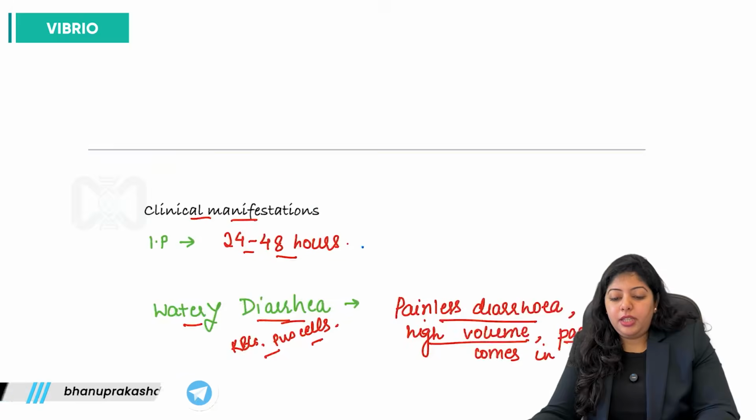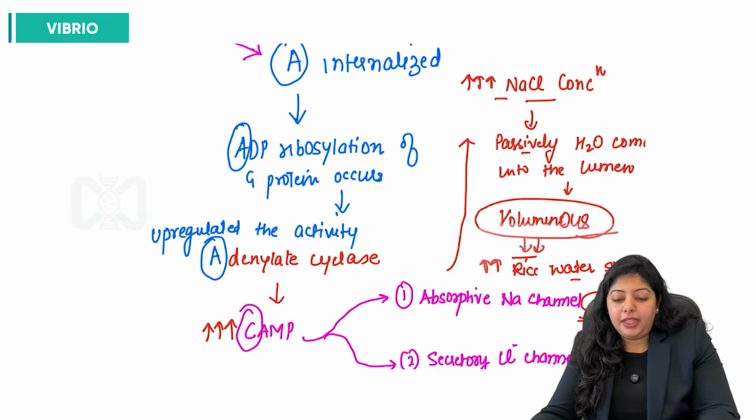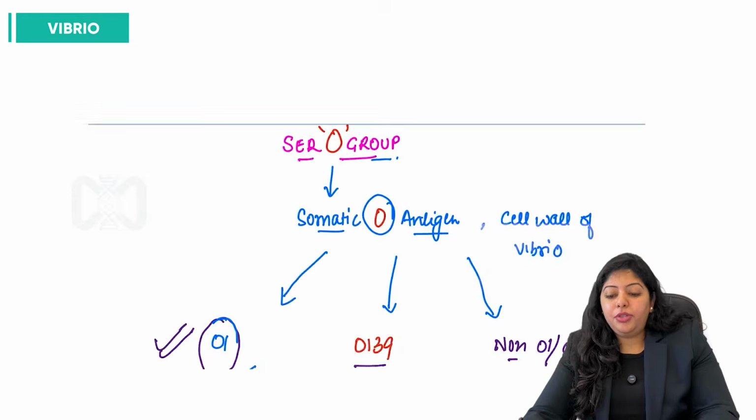So this was about the selective, very high yield points from this particular bacteria. So this was all about Vibrio.